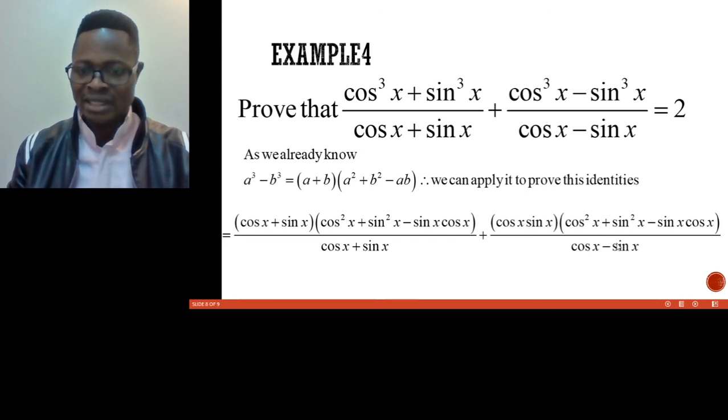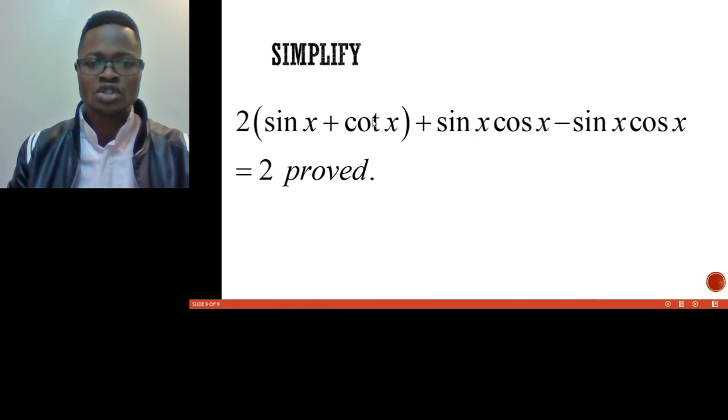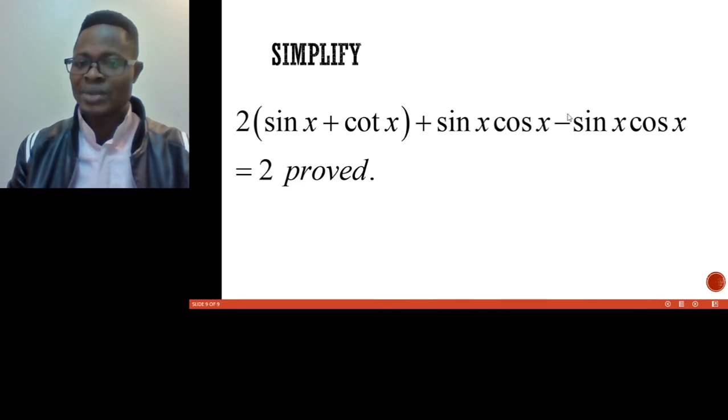into cos squared x plus sin squared x minus sin x cos x, all this divided by cos x minus sin x. Now, if we do a bit of simplification, we will have 2 into cos squared x plus sin squared x, which is 1, plus sin x cos x minus sin x cos x. We know that 1 plus 1 minus 1 is simply 1. So it is like saying plus sin x cos x minus sin x cos x. This is 0. So this is gone, and we simply have 2 into this.